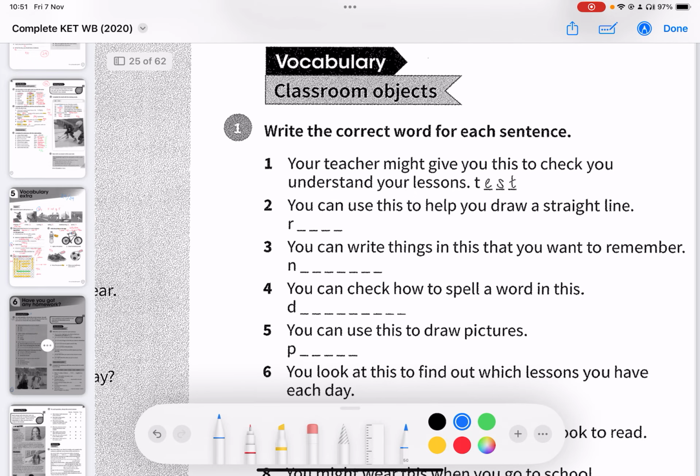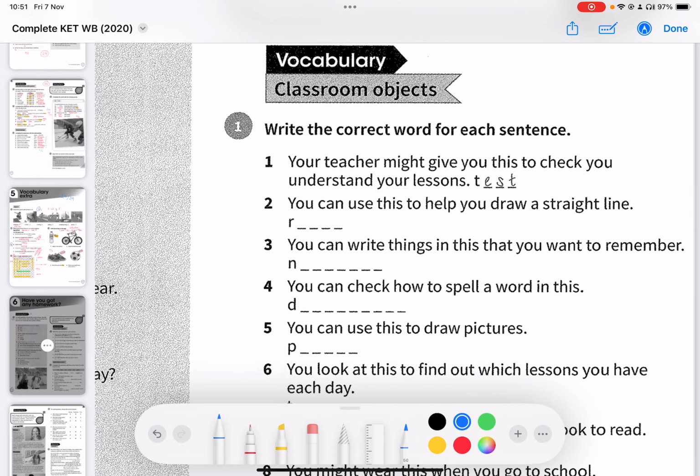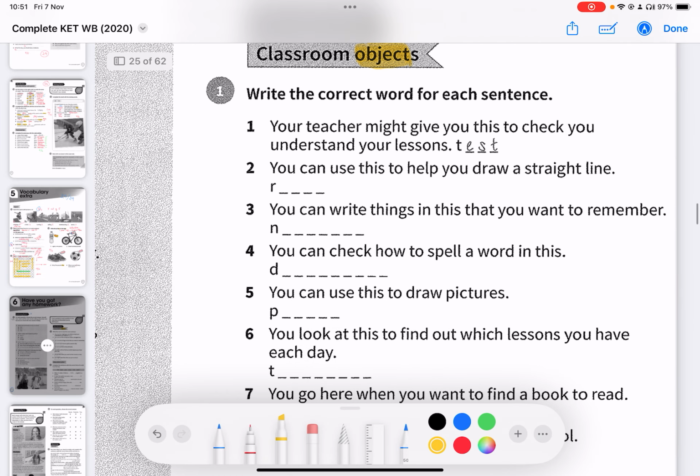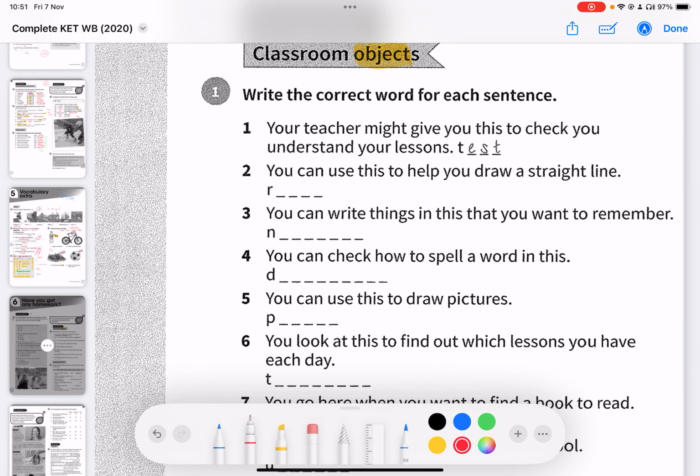Classroom objects. One object means đồ vật. It can be anything, okay? So classroom objects means the things we have in your classroom. All right, exercise 1. What is this called? Yes, this is the instruction. So always read the instruction before you do any exercise, okay? Now let's read the instruction with me.